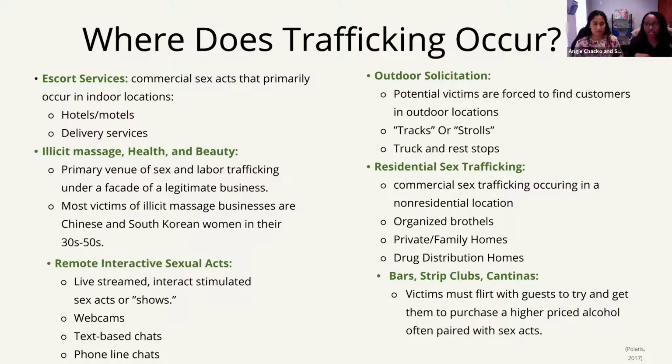Remote interactive sexual acts are also another means of trafficking. So these are the live streams, webcams, phone lines, text-based chats. We also have outdoor solicitation. That's what we know as the most common form of prostitution, which is walking the streets. You may hear it labeled as tracks or strolls, truck stops, rest stops. Those are very common areas. Also residential sex trafficking. Within residential communities, the brothels, private homes, drug distribution homes, these are different methods that the victims will be trafficked. And last but not least, bars, strip clubs, and cantinas are also very high areas for victims to be trafficked.